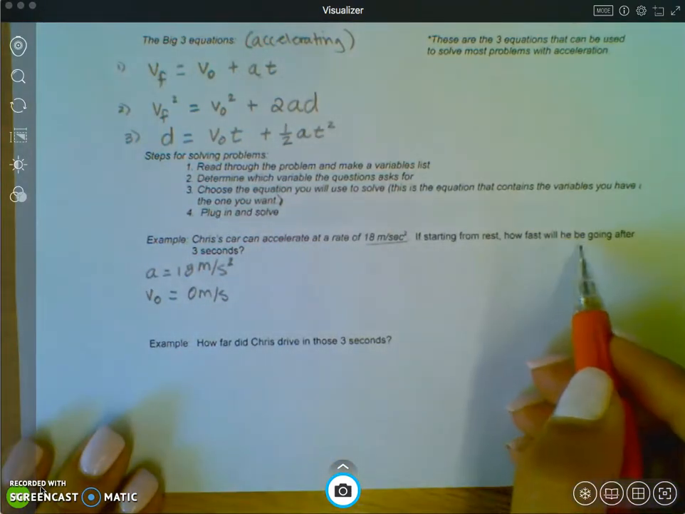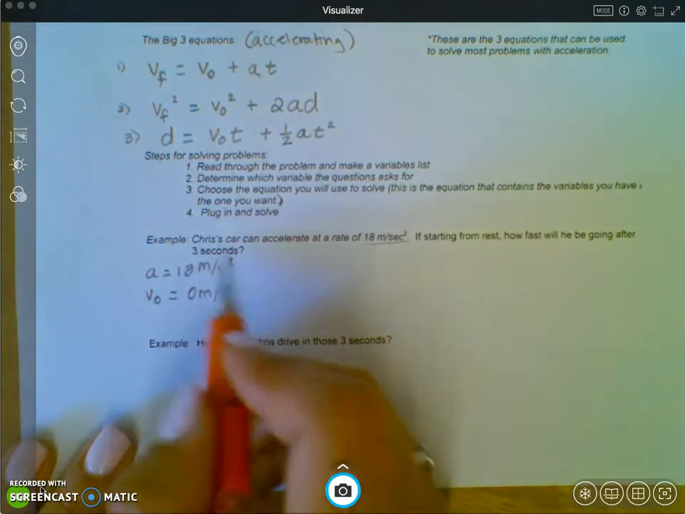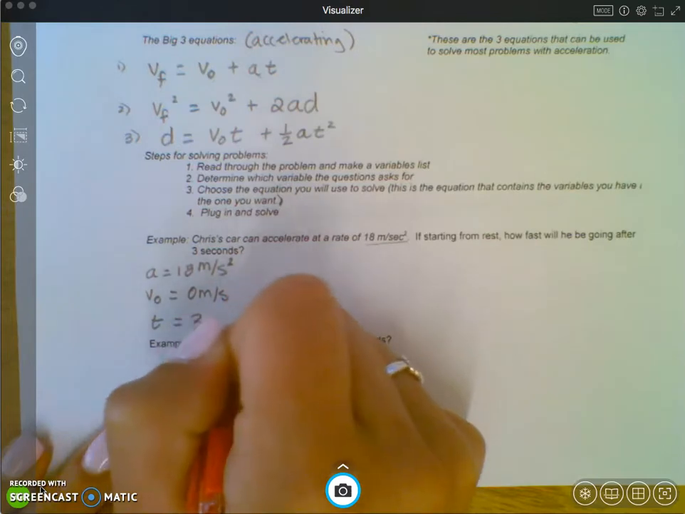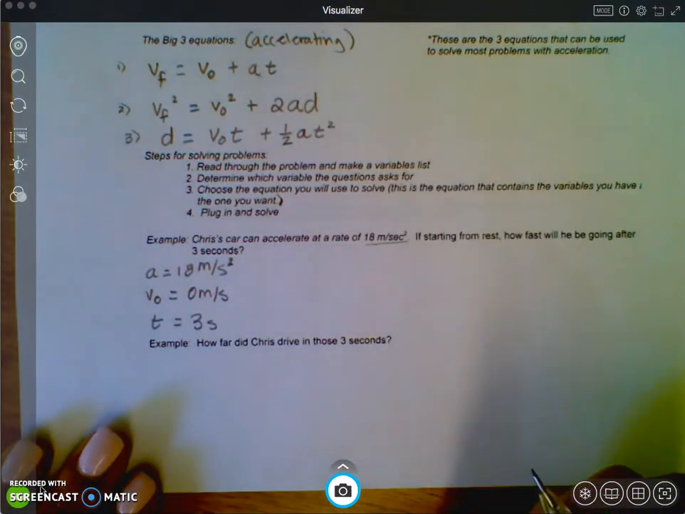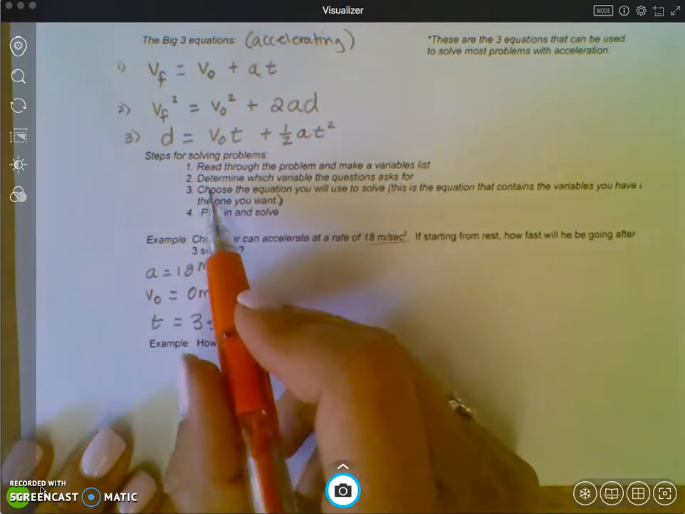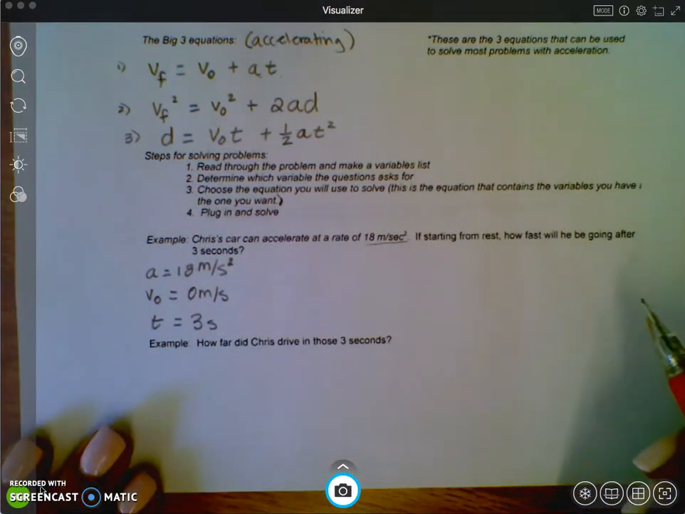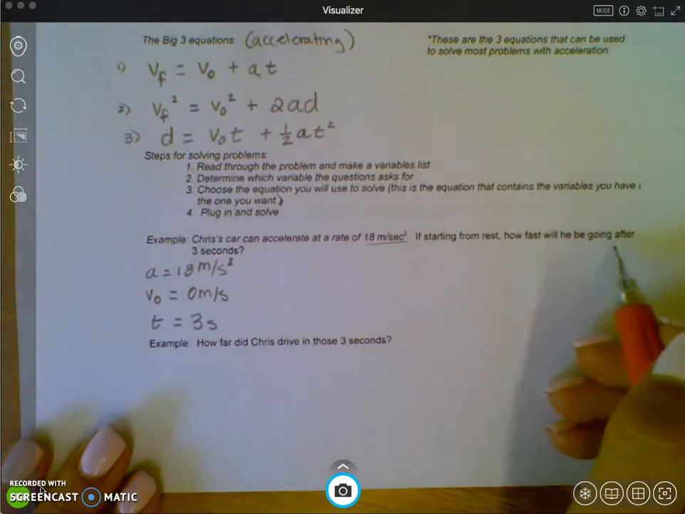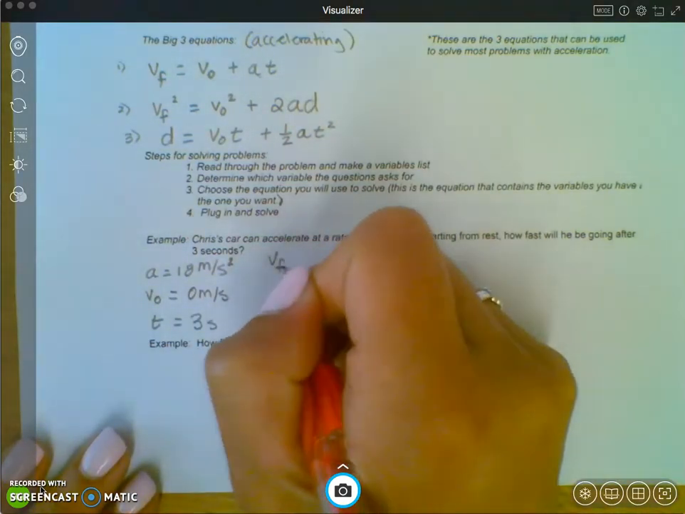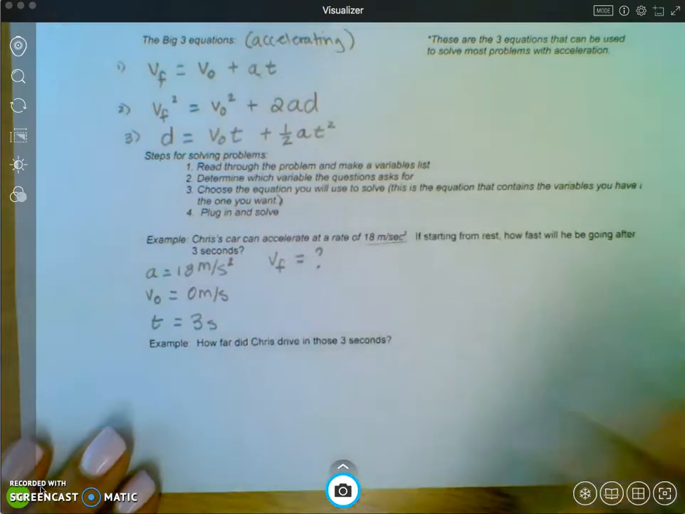How fast will he be going after 3 seconds? 3 seconds is given to you. That's your time. And now step 1 is done. We have what we're given. Number 2 asks you to figure out which variable we're looking for. How fast will you be going after 3 seconds? So hopefully you can see that that would be asking us for the final velocity.